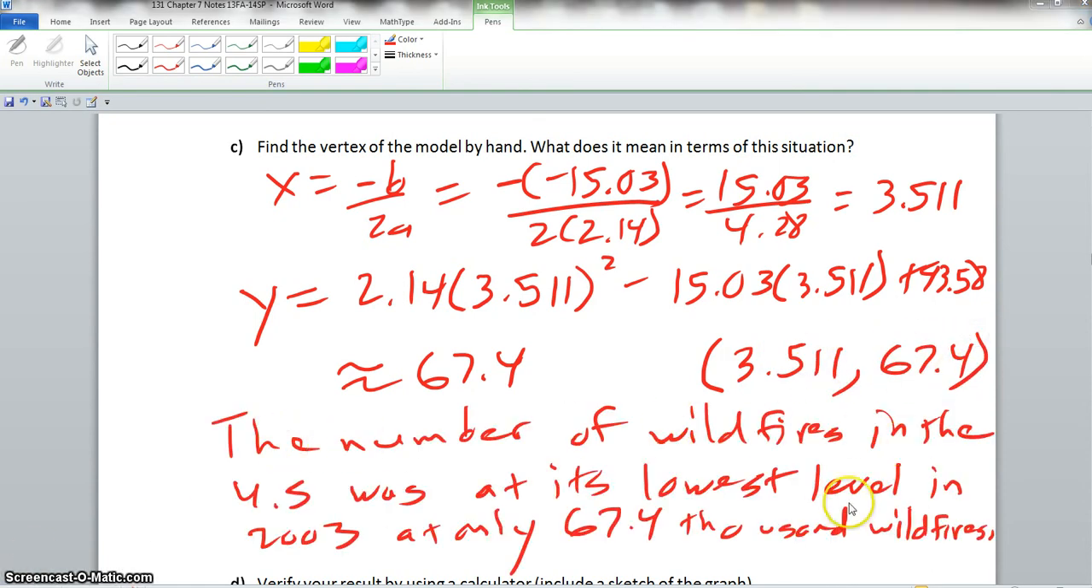Now I took the liberty of writing this out. Since our A is positive, that means that our graph opens upward and we have a minimum point. Our vertex is the minimum point. So the number of wildfires in the U.S. was at its lowest level in 2003 at only 67.4 thousand wildfires.